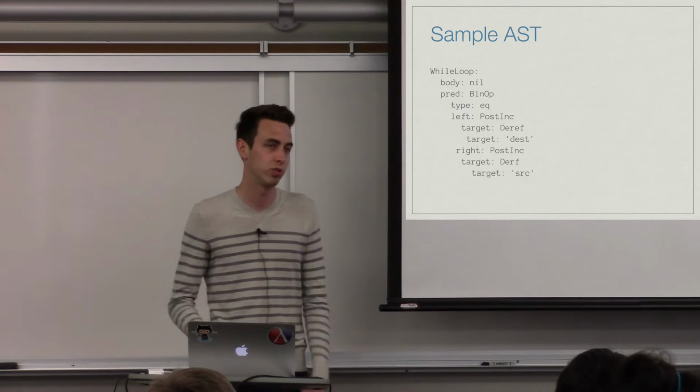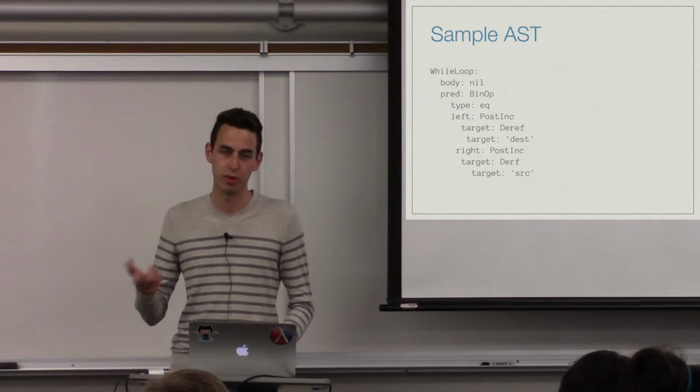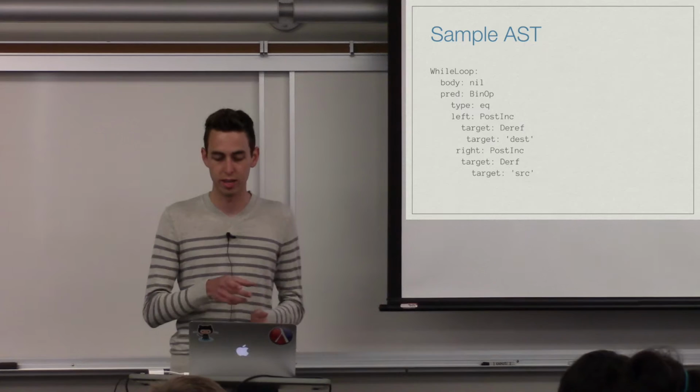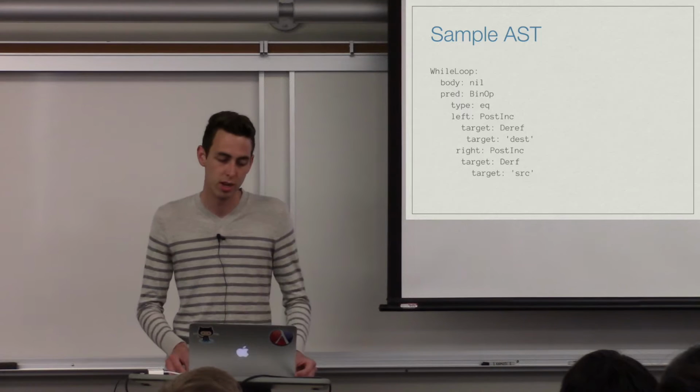So the more indented over it is, the lower it is in the tree. So the while loop has a body, which has nothing in it, and it has a predicate, which determines how long it keeps operating. And the predicate is just a bin op, right? So it's equality. And on the left side of it, there is a post increment, which is the plus plus. And inside that, there's a dereference. And inside that, there's the identifier dest. And then the same thing on the right side, but with the identifier source. You can imagine how a compiler could walk through this tree and do things with it.